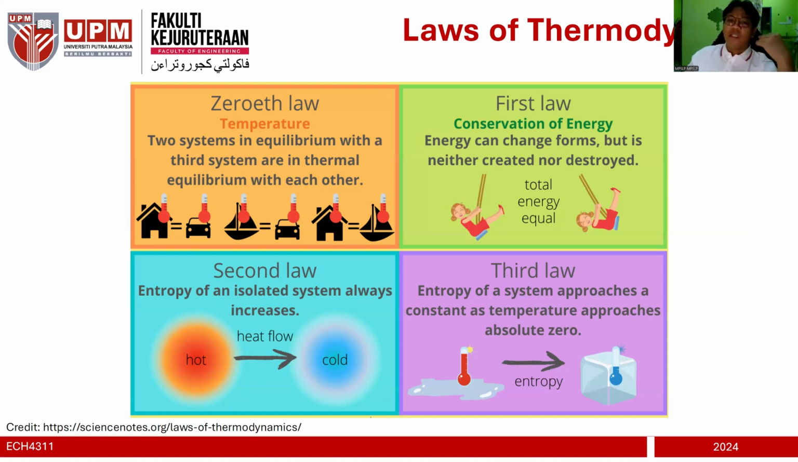And the third law of thermodynamics basically says the entropy of a system approaches a constant as the temperature approaches absolute zero, which is basically minus 270 degrees Celsius. Why? Because at those temperatures, the material has no more vibration. It behaves like a perfect crystal, so the entropy stays constant.